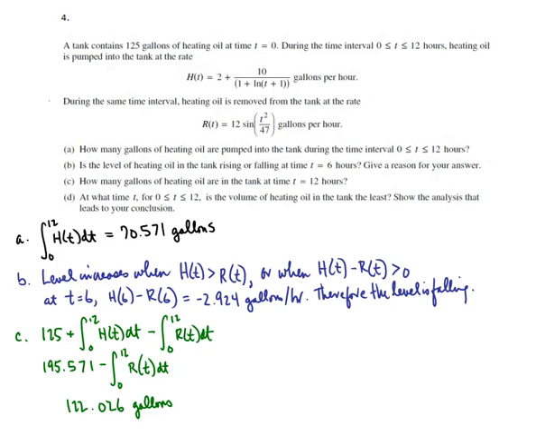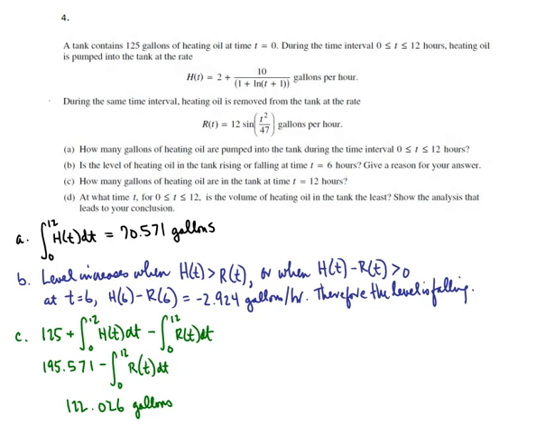Okay, in this video we're going to continue with part D of problem number 4. It says: at what time t, for t between 0 and 12 inclusive, is the volume of heating oil in the tank the least? And show the analysis that leads to your conclusion.